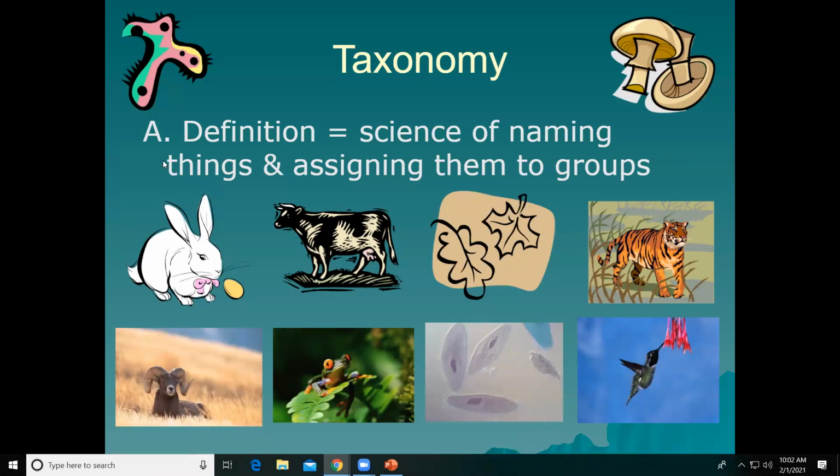So what we want to do is try and classify these so we can put them into an organization, and we can basically compare them and have an easier way of identifying what they are.